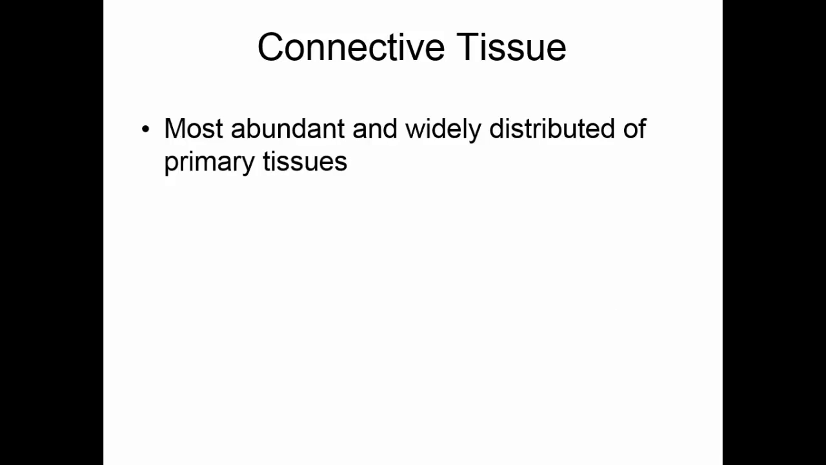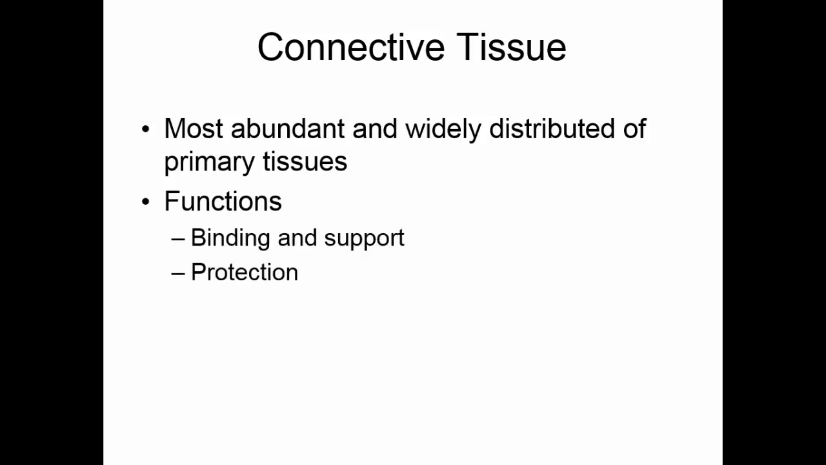The next tissue is the connective tissue. This is the most abundant and widely distributed of the primary tissues. It functions in binding and support, protection, insulation, and transportation. While connective tissue itself varies quite a bit, they all have a common origin. They all arise from cells that are called mesenchyme cells.